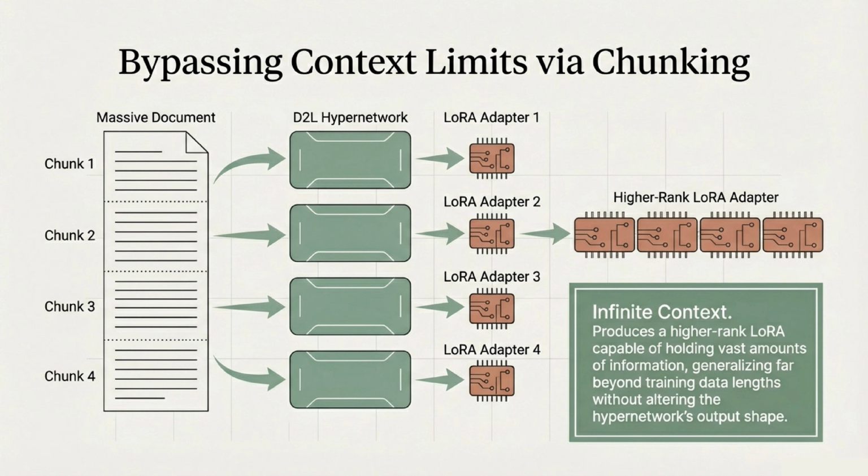But what if your document is incredibly massive? We bypass native context limits using a chunking mechanism. We take that massive document and split it up, passing each chunk through the D2L hypernetwork independently to generate multiple LoRA adapters. Then, we simply combine them into a single, higher-rank LoRA adapter. This gives the model virtually infinite context capability, allowing it to generalize far beyond the lengths of its original training data without ever altering the hypernetwork's core output shape.